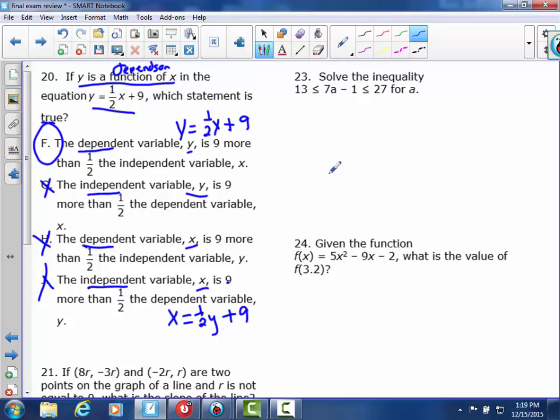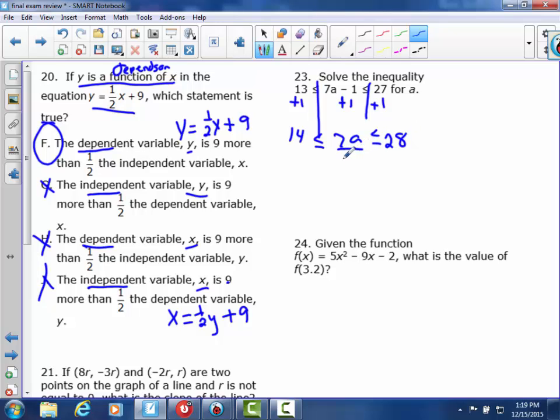Okay, on 23, we're solving an inequality. We want to just draw our lines down at each inequality symbol, and we're going to work our way out. So we need the a by itself, so we're going to add the 1 so that we're closer to having the a term by itself. Okay, so we now have 14 less than or equal to 7a, which is less than or equal to 28.